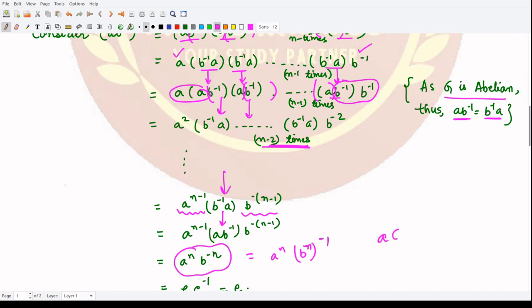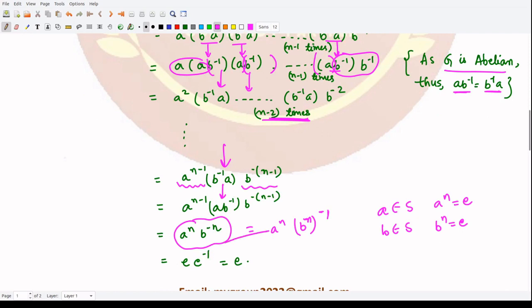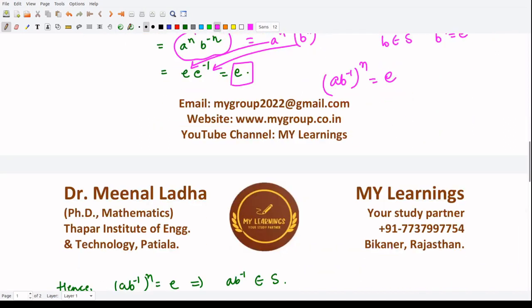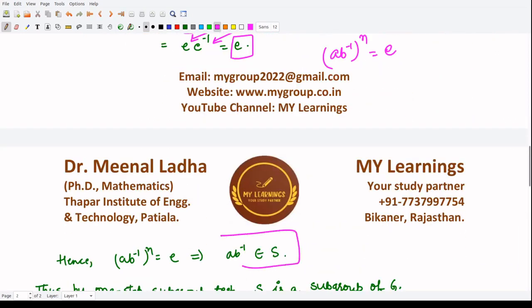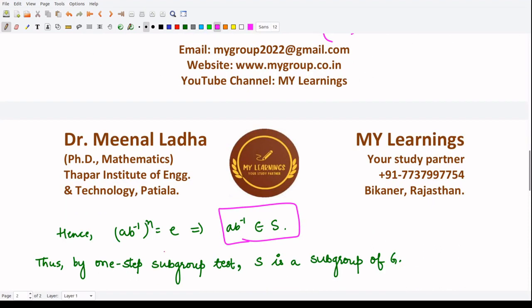Now because A is present in S, A raised to power n is E, and because B is present in S, B raised to power n is also E. So you can write A raised to power n as E and B raised to power n as E, so that it becomes identity. Hence you have proved that AB inverse raised to power n is E. From here you see that AB inverse is also present in your set. Therefore, by the one step subgroup test, your subset S is a subgroup of your group G.